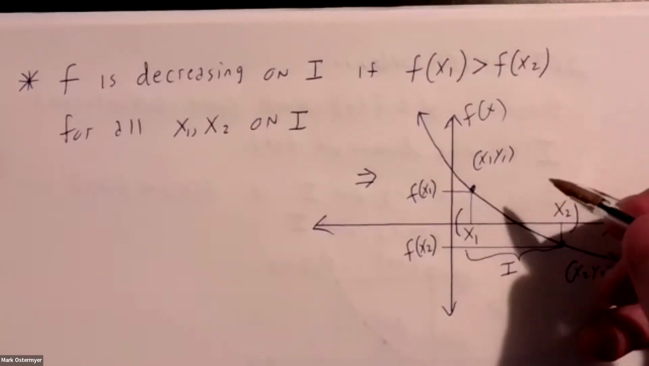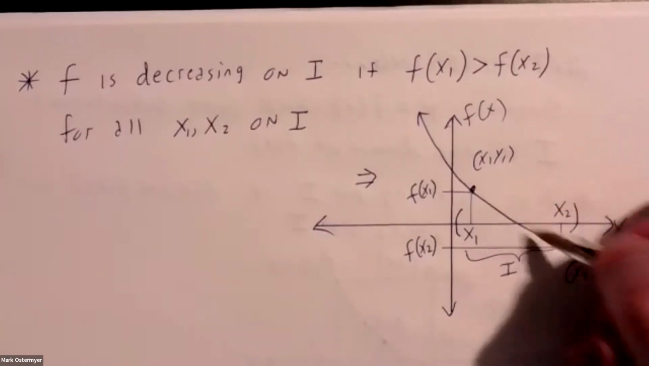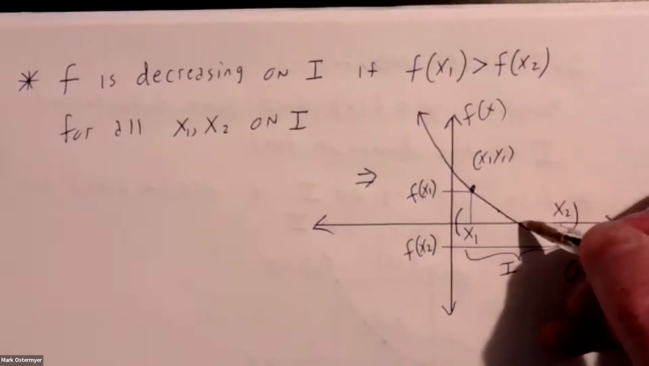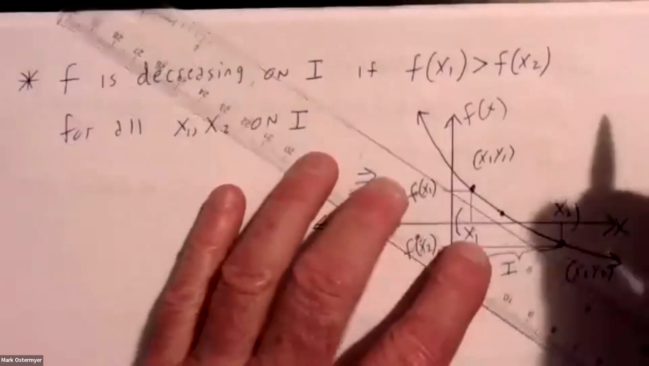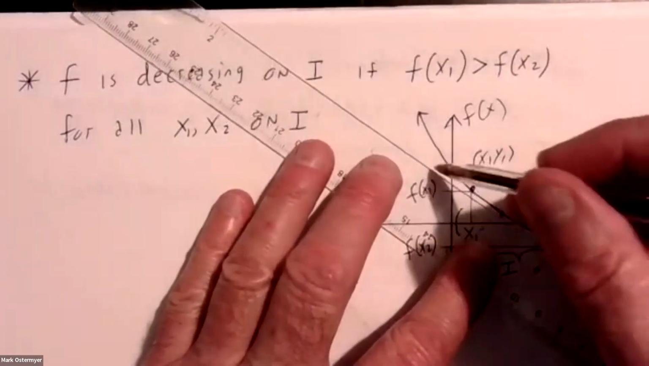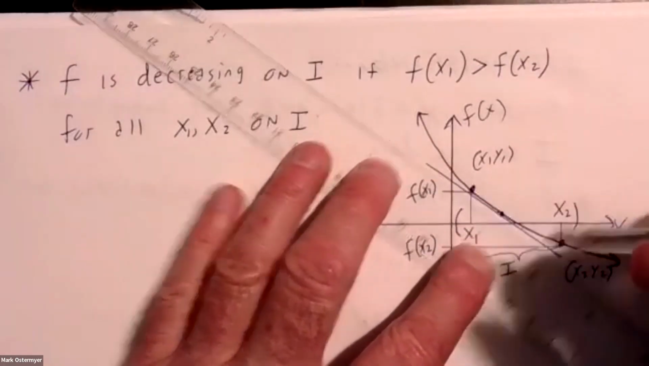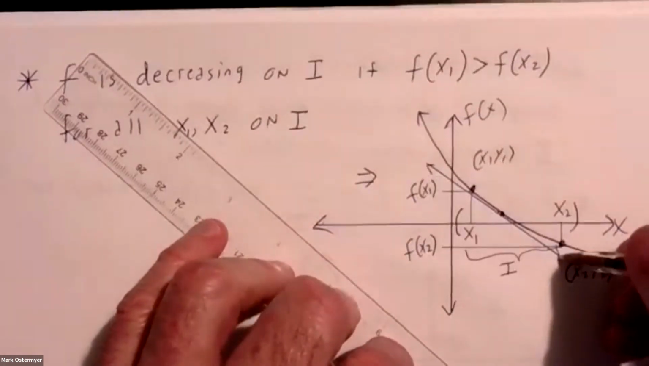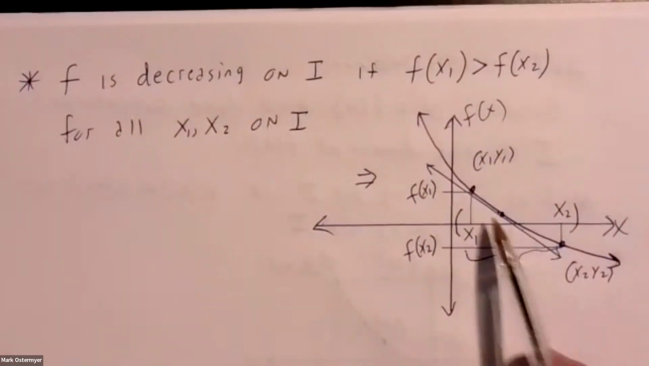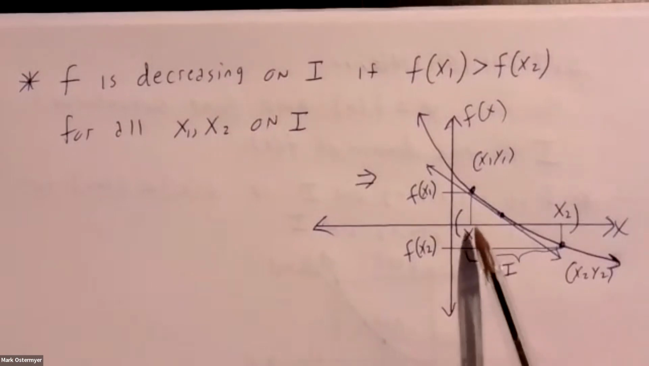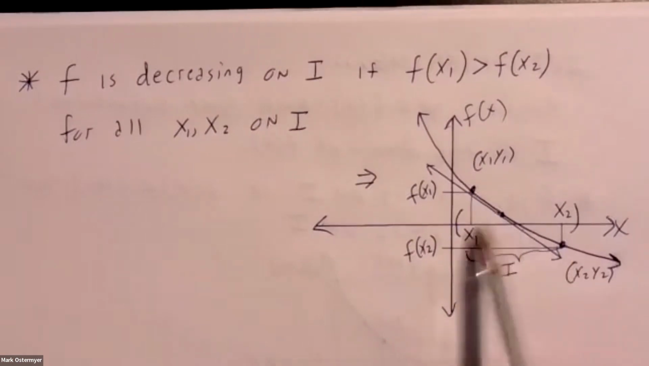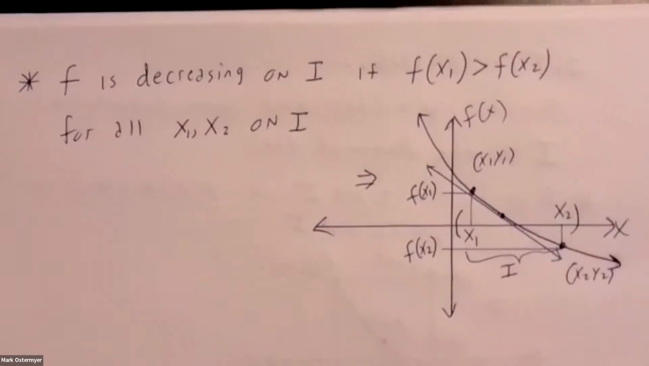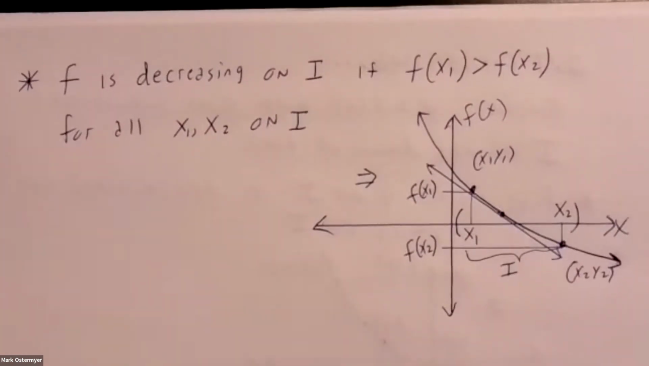Another way to think about why it's decreasing is for any point I choose on the graph in the subinterval I, if I draw a tangent line to my graph at that point of tangency, you can see that this is a falling line, and falling lines have negative slopes. And for that reason, we say that this function's graph is decreasing on the subinterval here. Okay, any questions about that?